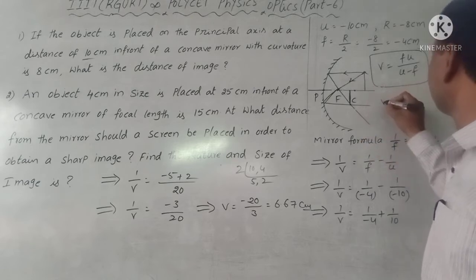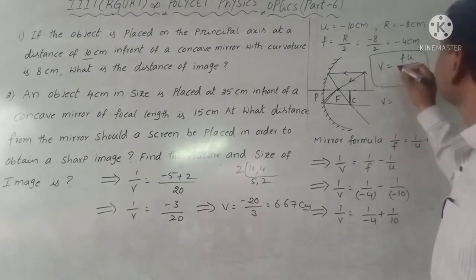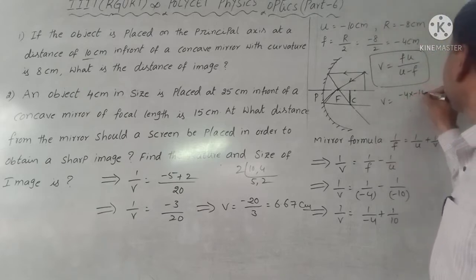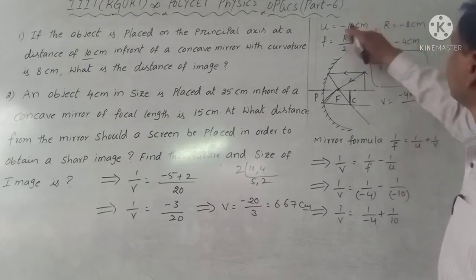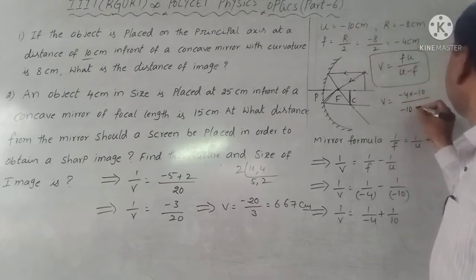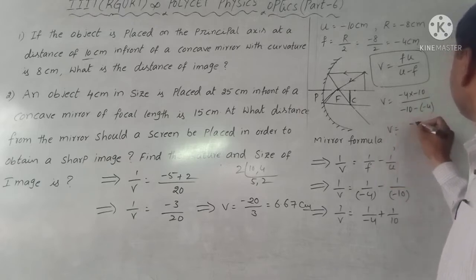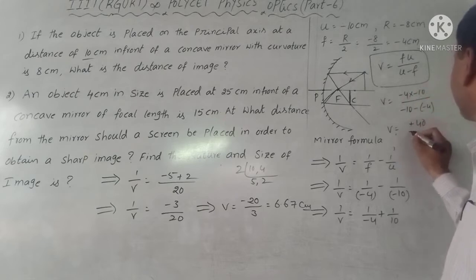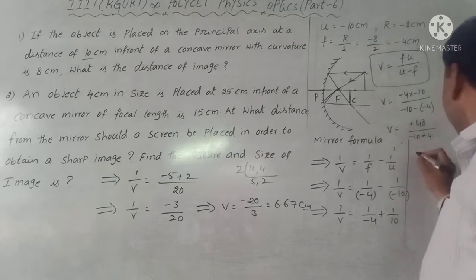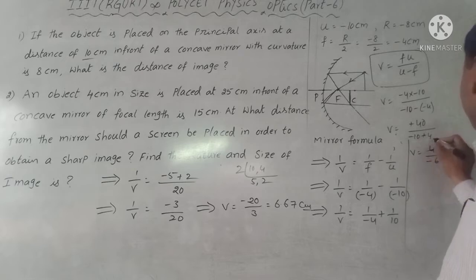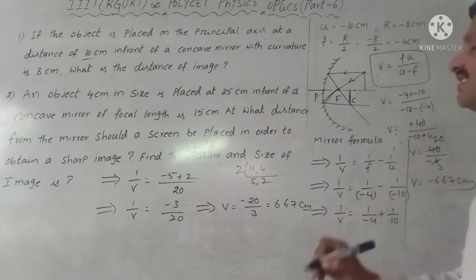So the answer is V = F·U/(U − F). F is minus 4, U is minus 10, so V = (−4)(−10)/(−10 − (−4)). Minus into minus gives plus 40, over minus 10 plus 4. Then V = 40/(−6), so V = −6.67 centimeter.